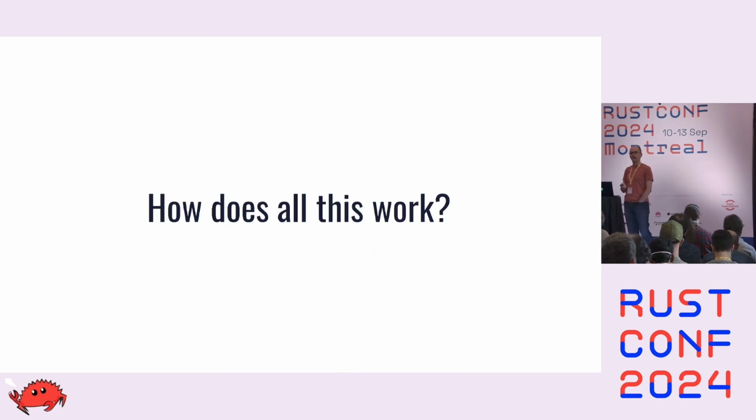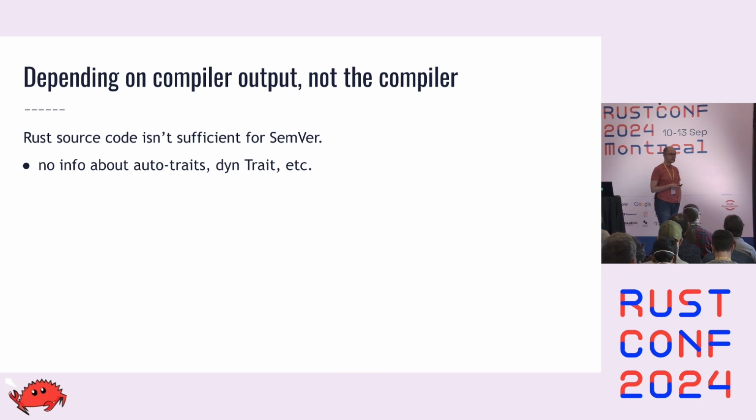You might be thinking right now, how does all of this work? How can I trust it? Well, it's a little bit tricky. If we just scanned Rust source code, that wouldn't be enough information for us to detect whether something is a major breaking change. You noticed from the previous example that with the object safety breakage, we never wrote dyn trait anywhere in that definition when that breakage happened. And so clearly, Rust source code is not enough for us to SemVer check.